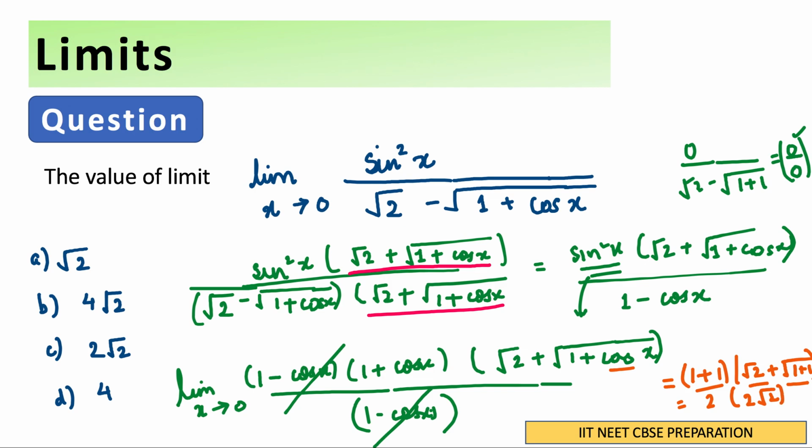So what do we get? We get 2 into 2 root 2, which is 4 root 2. So our answer becomes 4 root 2 in this case, which is option B. So very simple. What we did first, we substituted 0 in the limit, and we found it was 0 by 0. Then we rationalized this expression so that we could remove the denominator, and then just substituted the value x is equal to 0, and we could find our answer, which was 4 root 2.